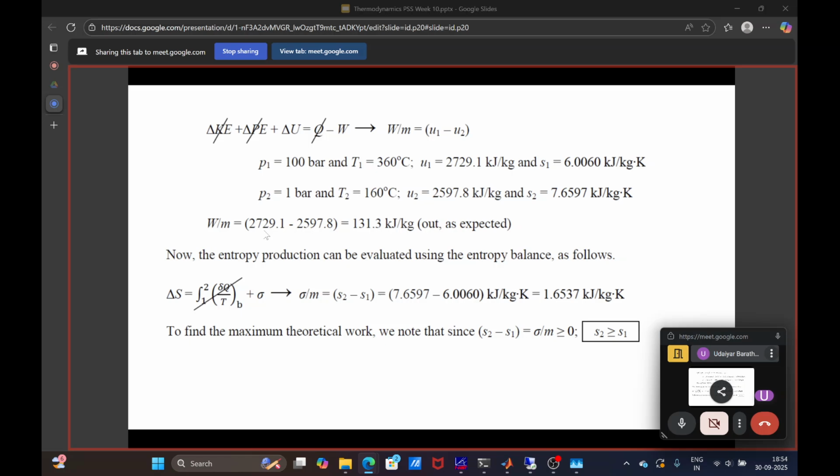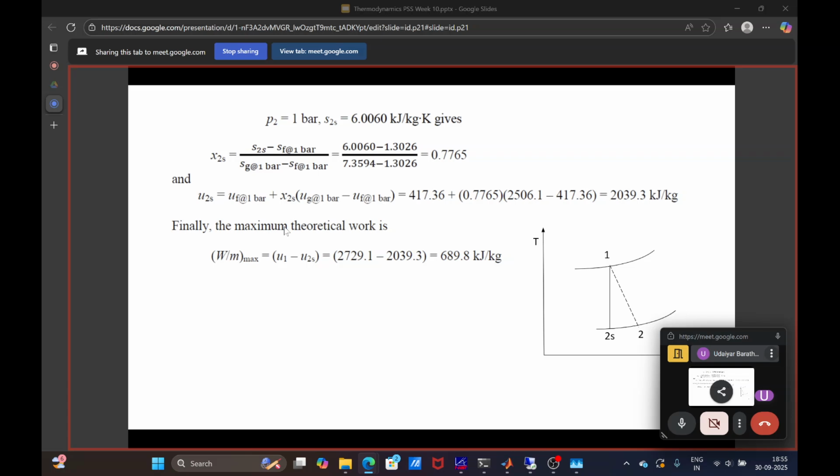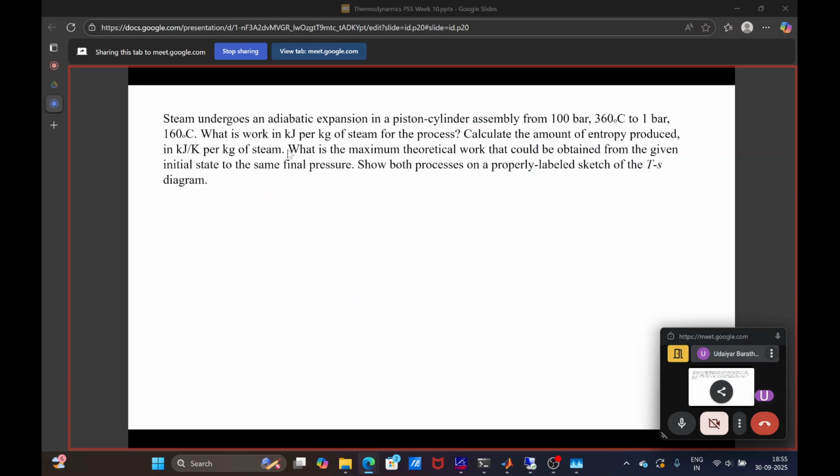So how can the efficiency of the turbine be found? What is the efficiency of the turbine? It is the actual work divided by the maximum, that is 131.3 divided by 689.8, which gives you an efficiency of 19%. That is the efficiency of this turbine or the expander, the piston cylinder arrangement assembly. So this is an expander, and the efficiency is 19%.